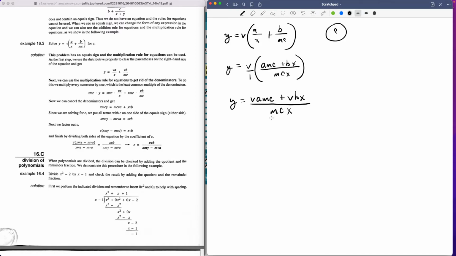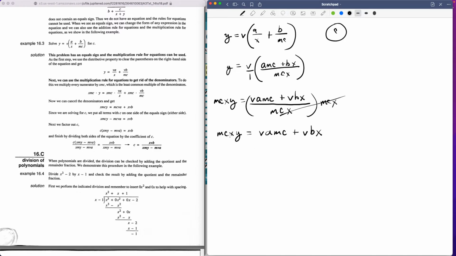Okay, and we're going to do that by, first of all, getting rid of our denominator. So we're going to multiply both of these by this denominator. And we just have to write mcx times y here. That cancels. So mcxy is equal to vamc plus vbx.